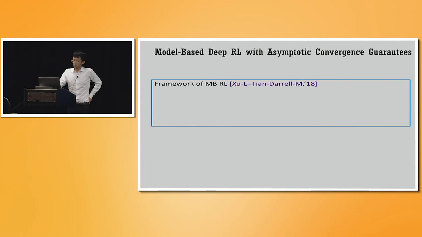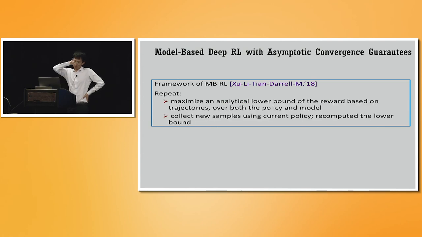So motivated by this, we design a framework with collaborators under which we can prove some asymptotic convergence guarantees for model-based reinforcement learning. So here's the framework. The high-level algorithm is as follows. We basically repeat two steps. The first step is that we maximize the analytical lower bound of the reward based on the trajectories over both the policy and the model. So we build the analytical lower bound of the reward, and we optimize that lower bound. And the second step is that we collect new samples from the current policy and recompute the analytical lower bound.